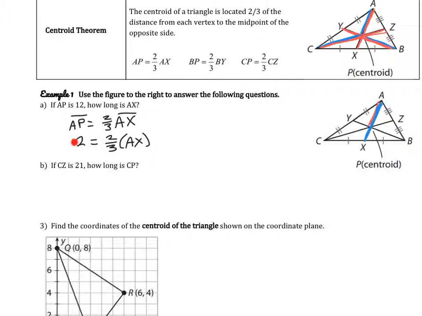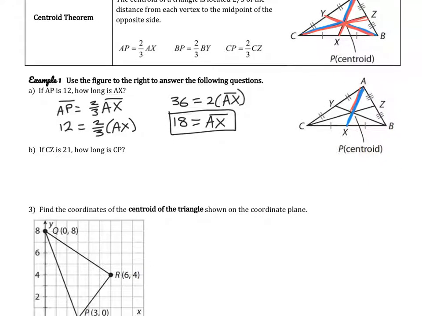So I'm going to multiply by 3. So we get 36 equals 2 times the length of AX. And then I'm going to divide by 2. So 18 equals the length of our median AX. All right, in part B, they say that CZ is 21. So notice that they tell us the total length of the median, and they want to know CP.